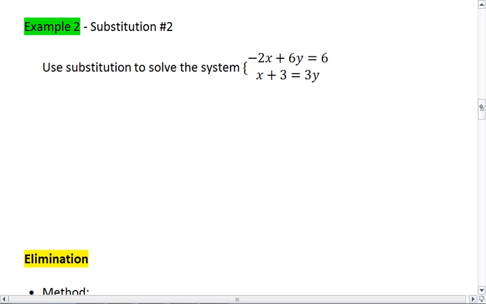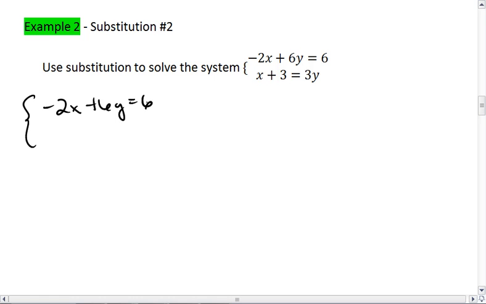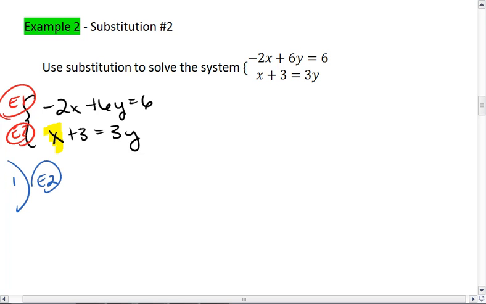I want you to use substitution to solve this system of equations. We have negative 2x plus 6y equals 6, and x plus 3 equals 3y. If you want to, try this on your own first and then resume the video. Otherwise, you can just work it along with me. I have equation 1 and equation 2. I notice that here I have a coefficient of 1. So I'm going to start with equation 2 and solve for x.